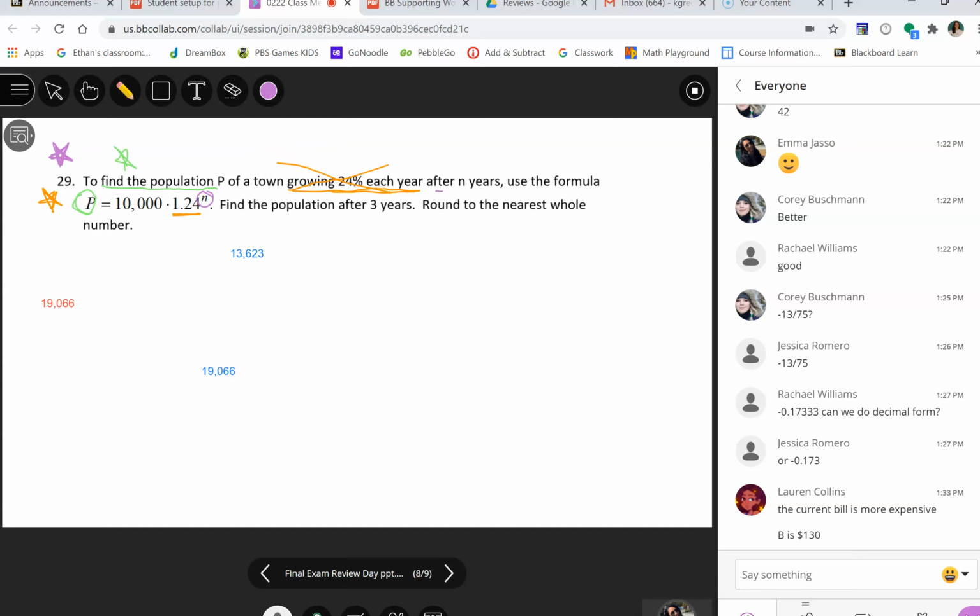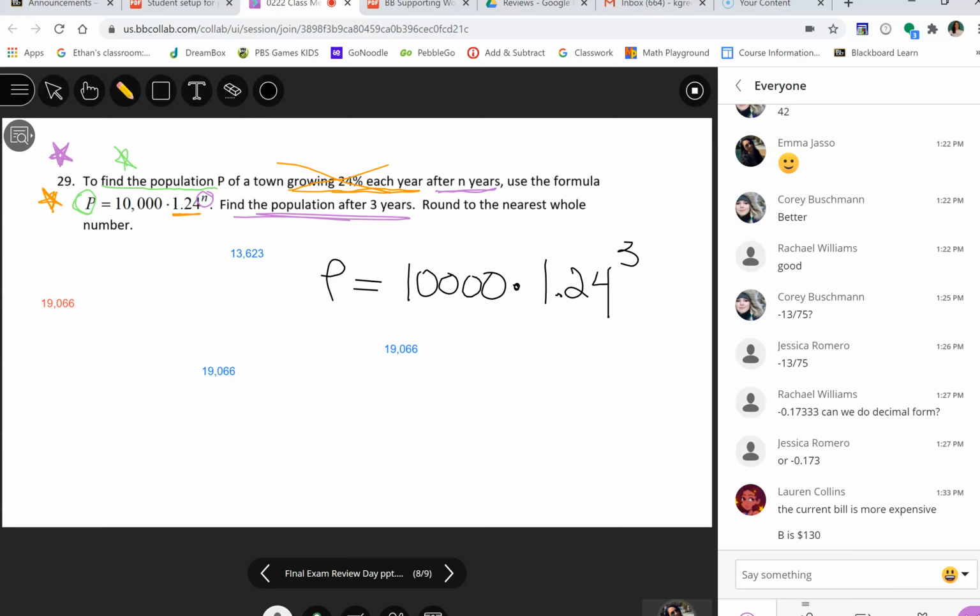And they're telling us N is the number of years. So that's all you need to know for right now. Then they ask you to find the population after 3 years. To get full credit, you need to show me that you plugged the 3 into the correct location. So we're trying to find P, and all I'm going to do is rewrite this formula, but replace the N with the number 3.